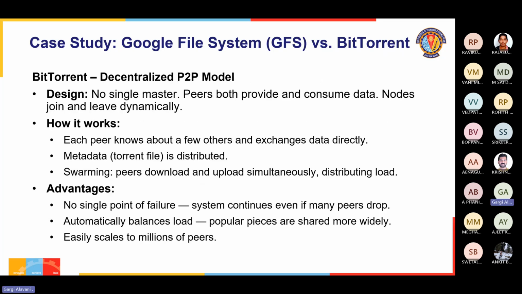The other option, which we are going to learn in today's class, is the P2P model, that is peer-to-peer architecture, which is implemented in BitTorrent. In BitTorrent, there is no single master. Peers provide and consume data. So basically, BitTorrent shows how a decentralized architecture can achieve scalability and fault tolerance that the centralized, master-slave architecture struggles to match.